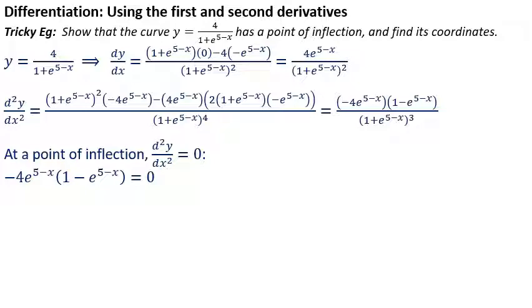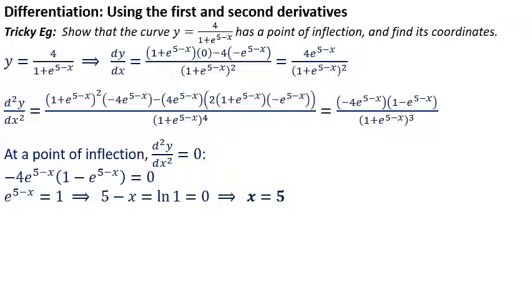Minus 4 can't be 0. We're left with the bracket. 1 minus e to the something must be equal to 0. And that is perfectly possible. All we need is for e to the 5 minus x to be equal to 1. And if you think that e to the 0 equals 1, you could jump straight to that. If not, you can take logs of both sides.